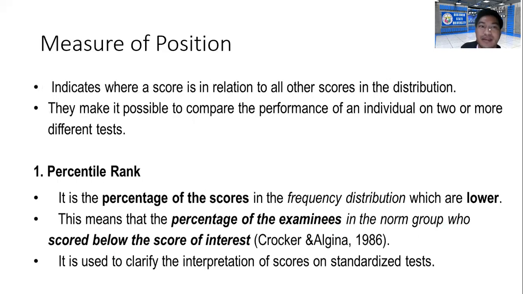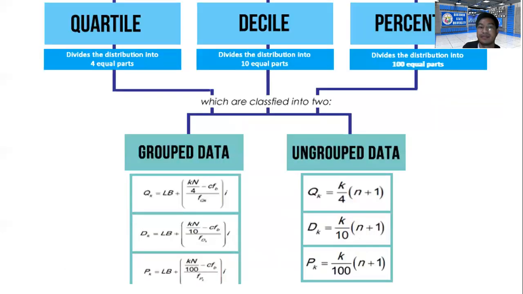And then we have also here the measure of position. It indicates where the score is in relation to the scores in the distribution. They make it possible to compare the performance of an individual on two or more different tests. So we have here an example, the percentile rank. The percentile rank is the percentage of scores in the frequency distribution which are lower. This means the percentage of examinees in the norm group who scored below the score of interest. It is used to clarify the interpretation of scores on standardized tests. So let's have here an example.